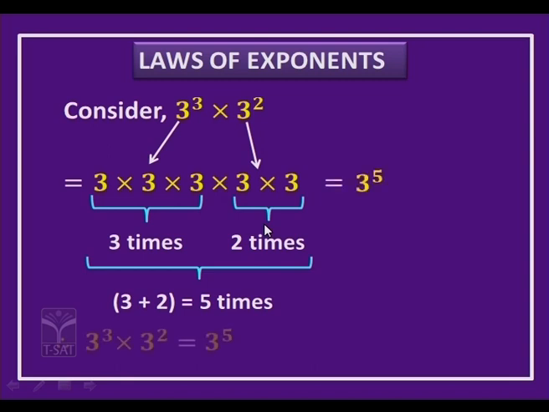That means, I can write 3 to the power of 3 into 3 square as 3 to the power of 5. Now, 5, can I write it as 3 plus 2, children? Yes, I can write it. So, this I will write it as 3 to the power of 3 plus 2. So, let us summarize, children, and try to find a rule satisfying the given expression.